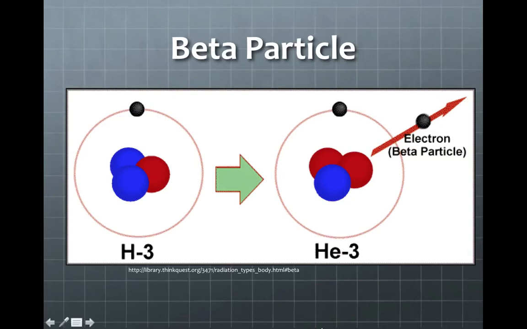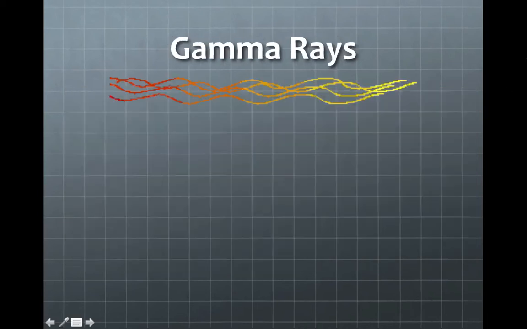Okay, so here's an example. Again, the element is changing, right? Hydrogen to helium. And then this neutron over here turns into a proton and releases an electron, because a negative and a positive cancel out to be neutral. So there's beta radiation being shot off, an electron.